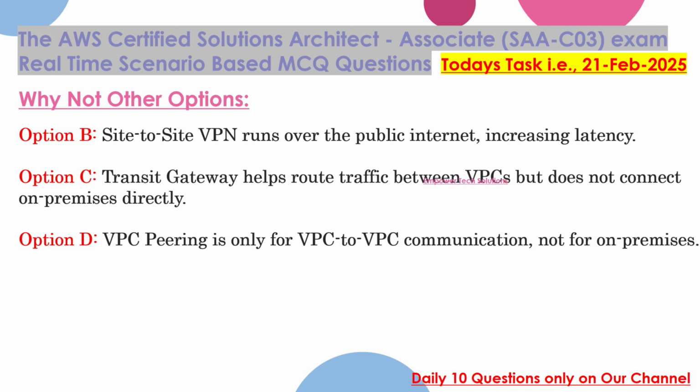Why not other options? Option B. Site-to-site VPN runs over the public internet, increasing latency. Option C. Transit Gateway helps route traffic between VPCs but does not connect on-premises directly. Option D. VPC peering is only for VPC to VPC communication, not for on-premises.